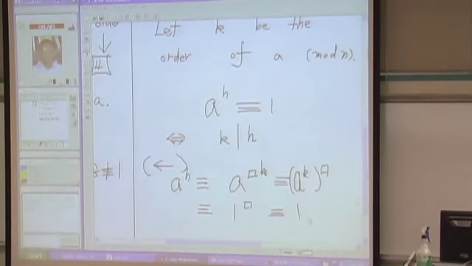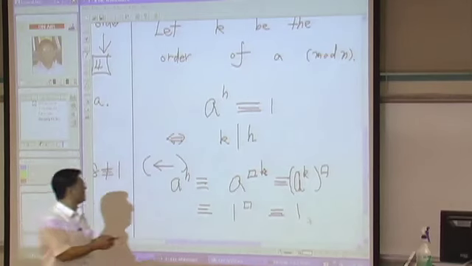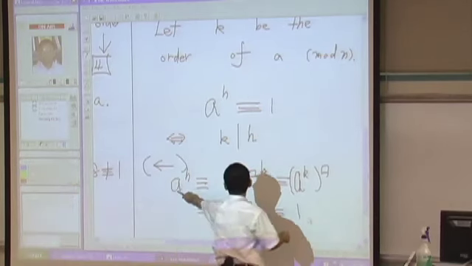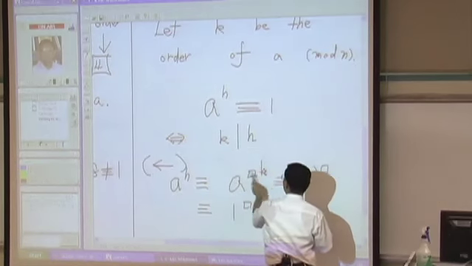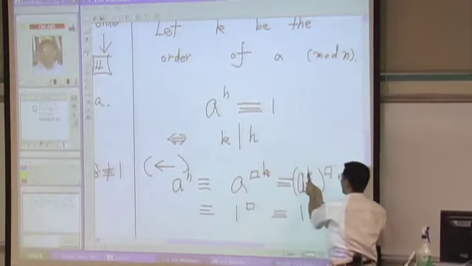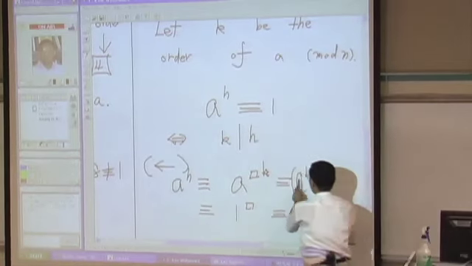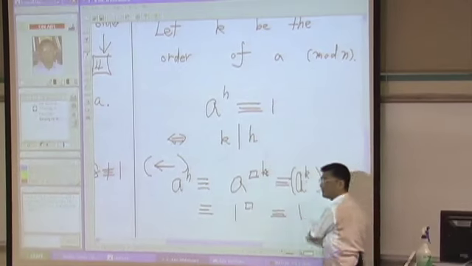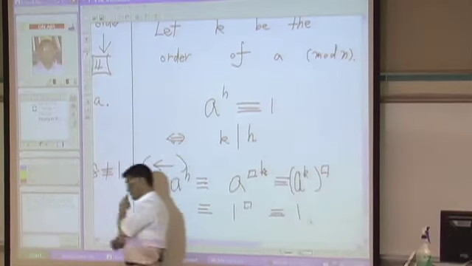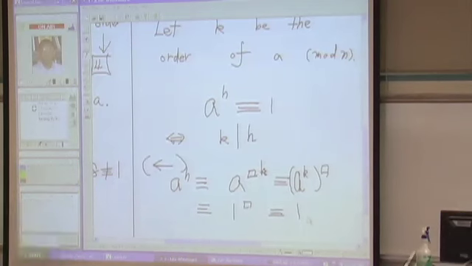If k divides h, then a to the power of h is equal to a to the power of something times k, because h is a multiple of k, right? And then a to the power of k multiplied something times. A to the power of k is 1, and 1 multiplied as many times is 1, right? So this is the end of the proof of the other direction.